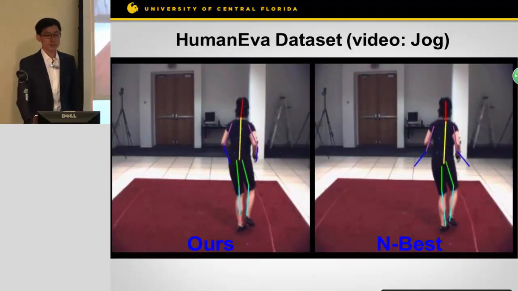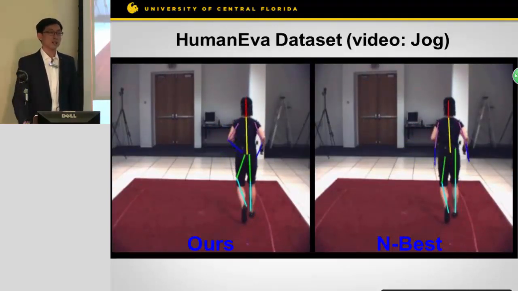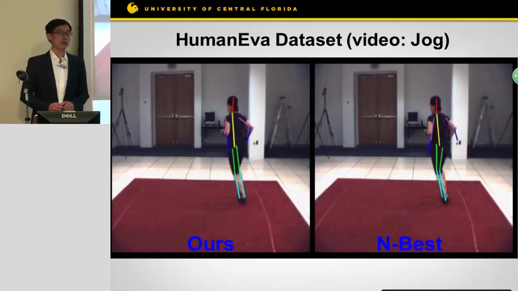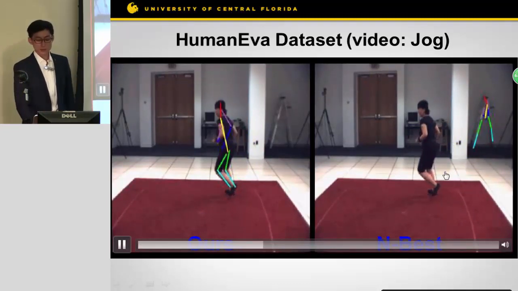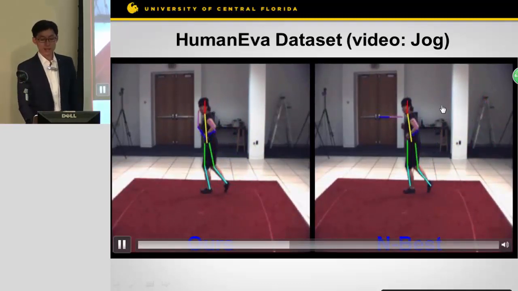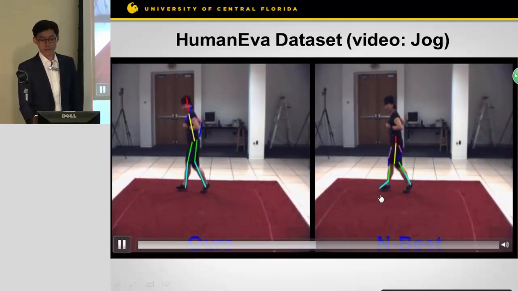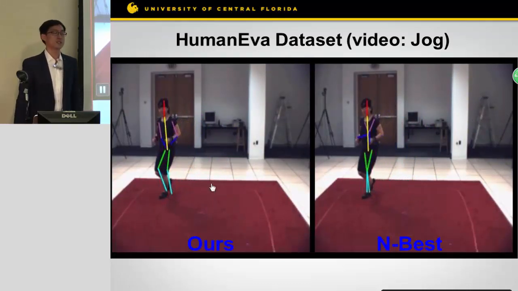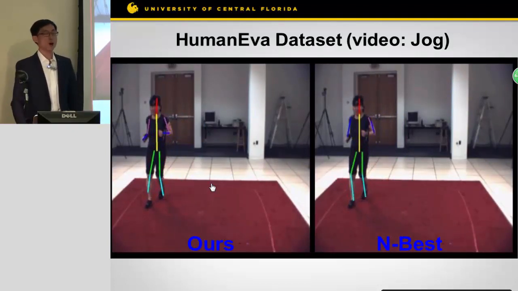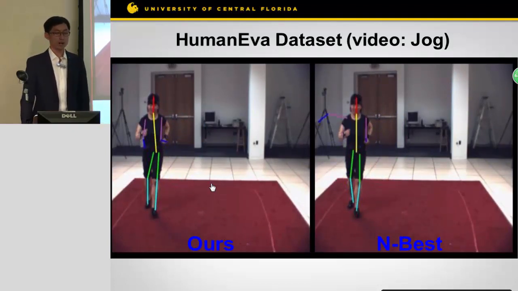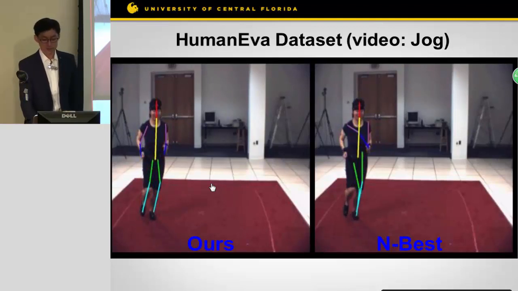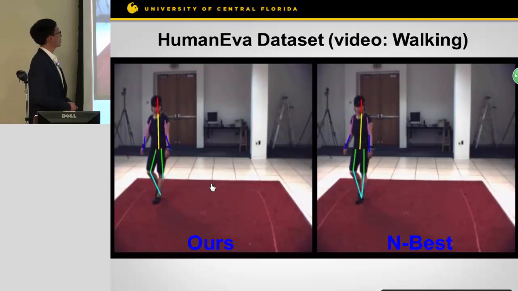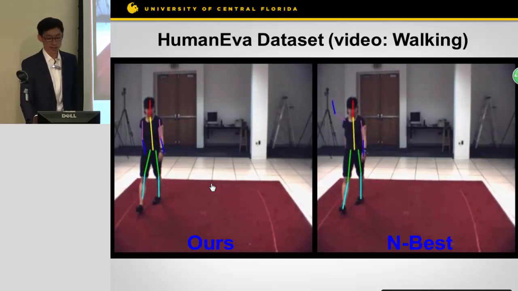We also did experiments on the HumanEva dataset. This dataset is an indoor dataset, so it has very good annotations. But for the n-best method, you can see it cannot even identify the person in some of the video frames. For our method, our estimations are quite consistent, and we can always localize the body parts and the person in the video frames. Similarly, we have the results for another video sequence from the HumanEva dataset.